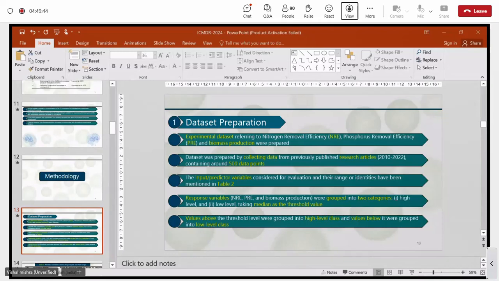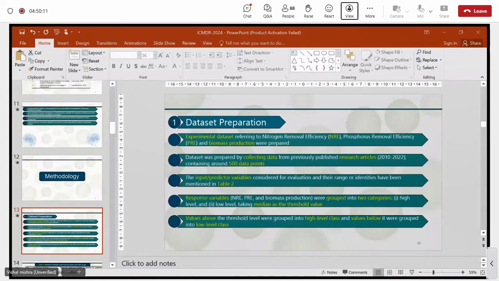The data set was prepared by collecting data points from previously published research articles, containing around 500 data points. We selected the time span of 2010 to 2022. The input or predictor variables considered for evaluation, and their ranges or identities, are mentioned in the next table.